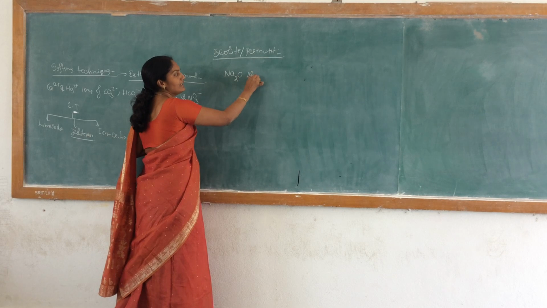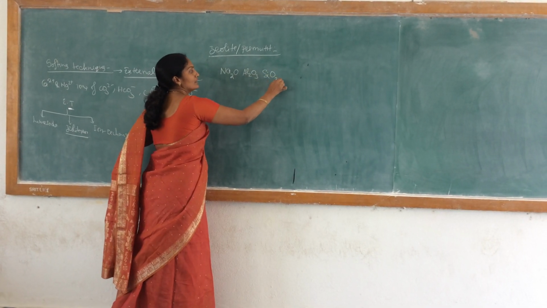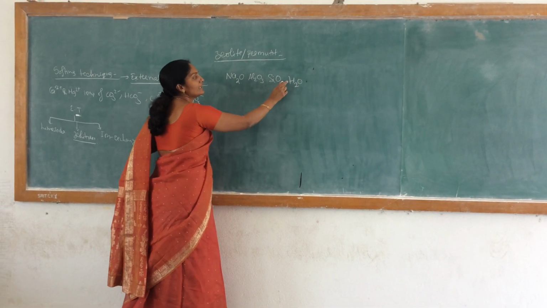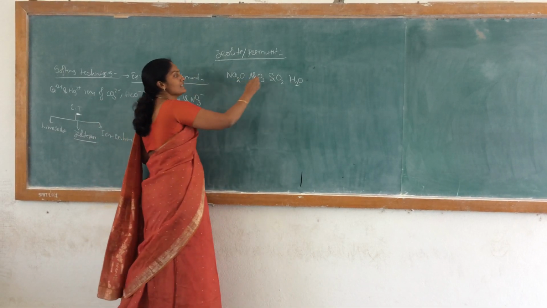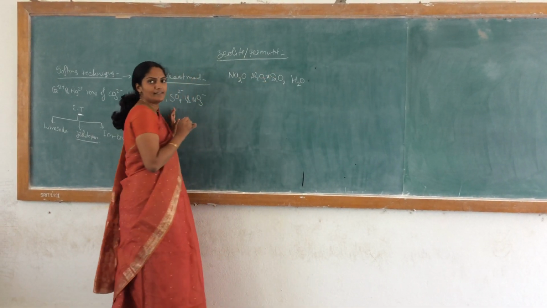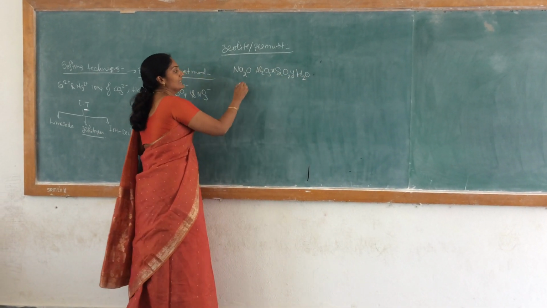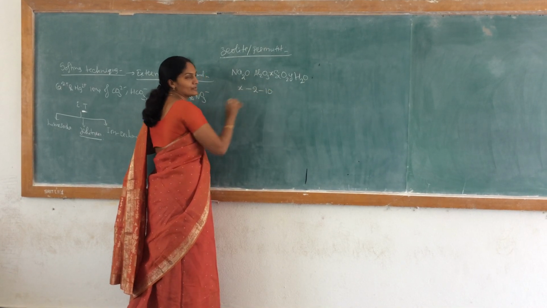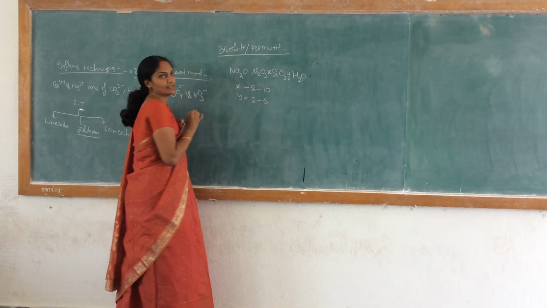The chemical formula of the zeolite is generally indicated as Na2O, Al2O3, SiO2, and then H2O. The number of molecules of silica and water can change, so it is indicated as xSiO2 and yH2O, where x can be 2 to 10 molecules and y is 2 to 6 molecules.